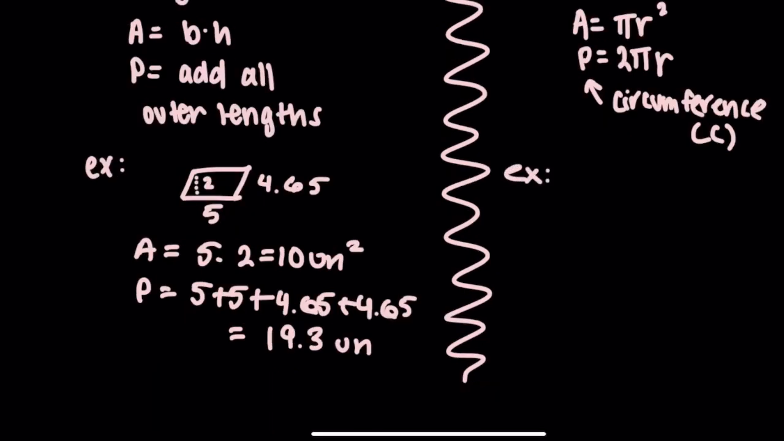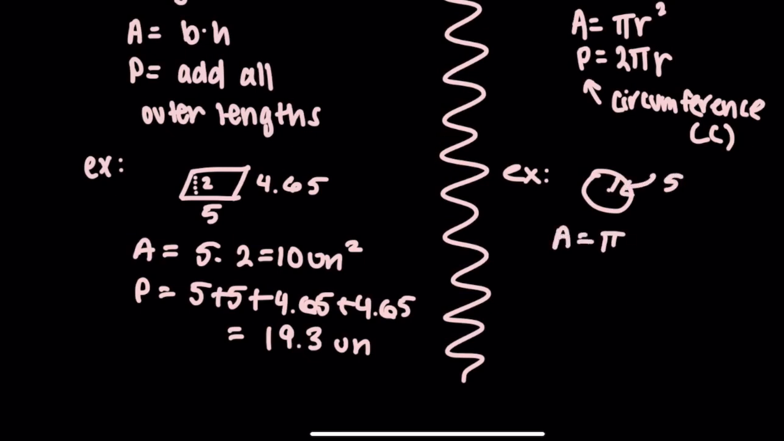For example, if your radius is 5, then your area is pi times 5 squared, which is 25 pi units squared. Your perimeter, which is actually a circumference, is 2 pi times 5, which is 10 pi units.